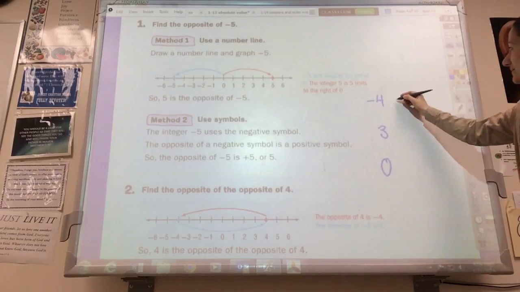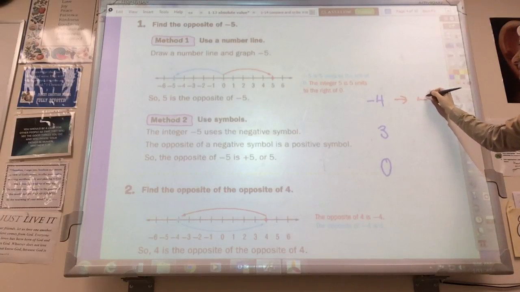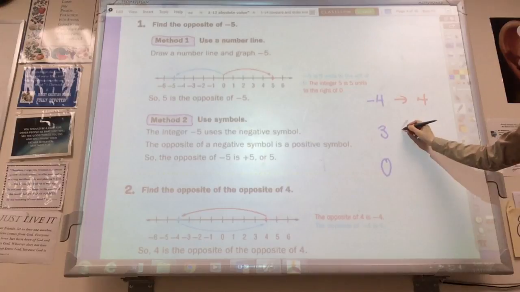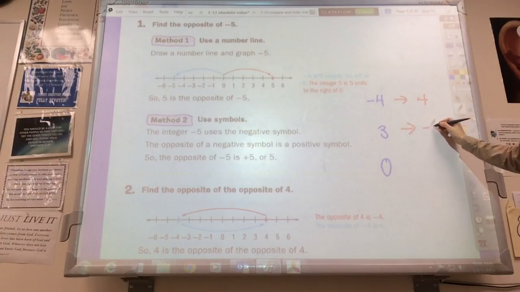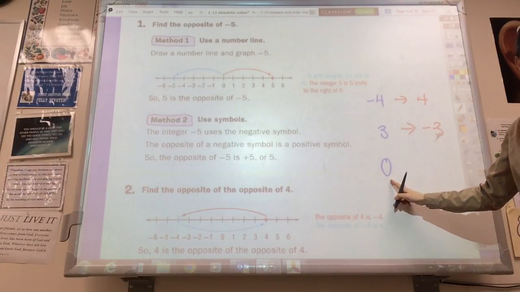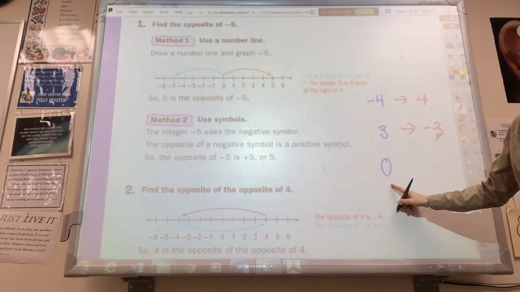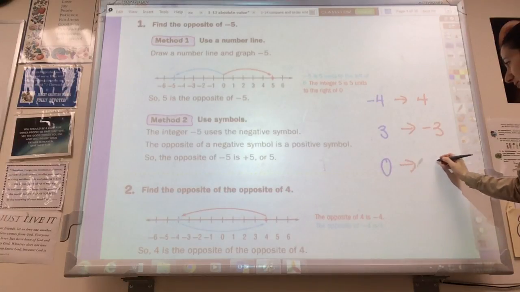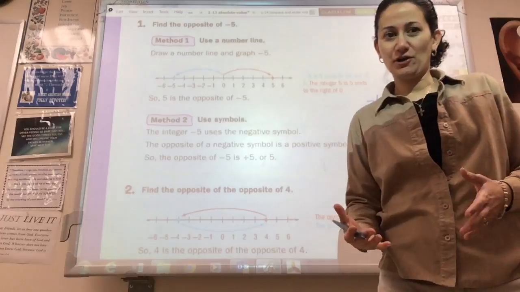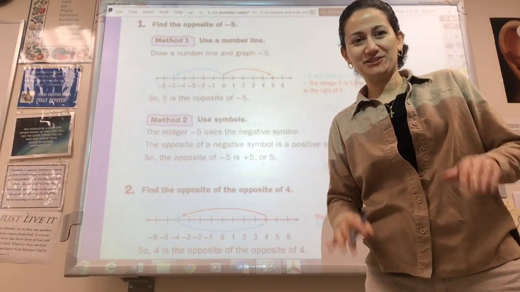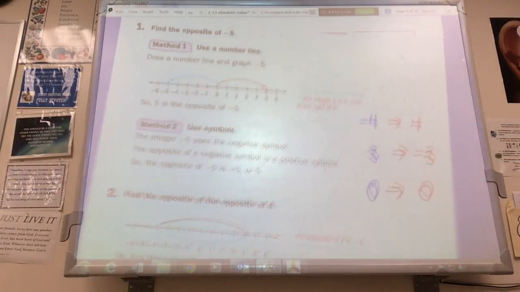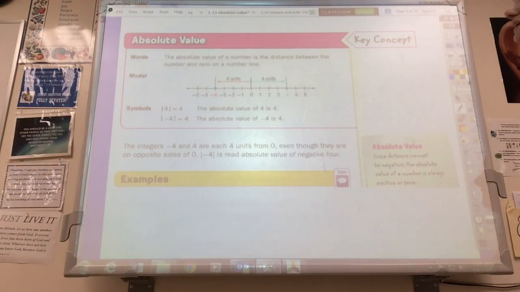So, the opposite of negative 4 is simply 4. The opposite of 3 is simply negative 3. What did you do about this? Right. The opposite of 0 is 0. There is no negative 0. No such thing. All right, let's talk about a more complicated concept, and that is absolute value.